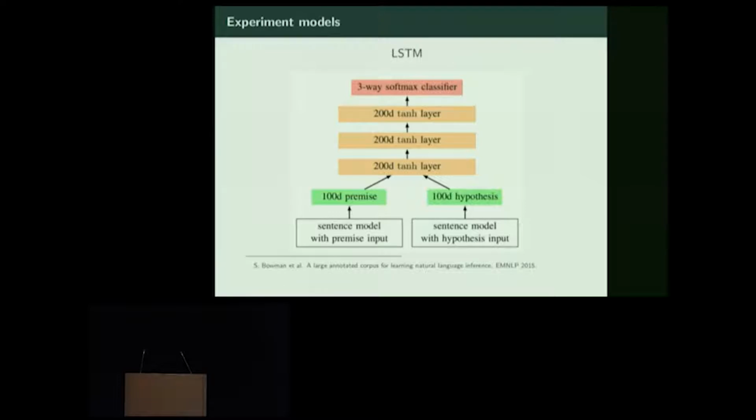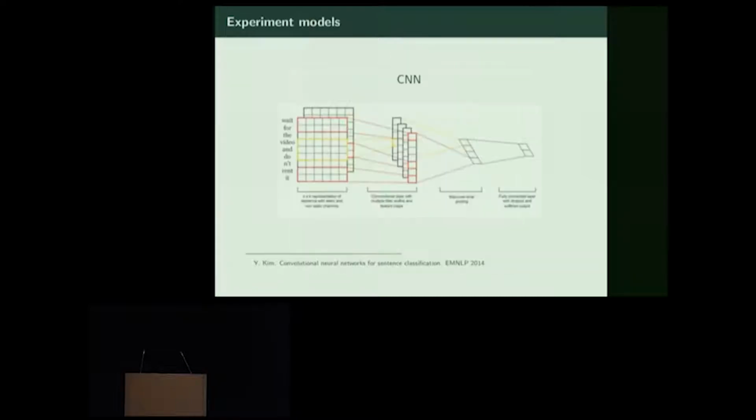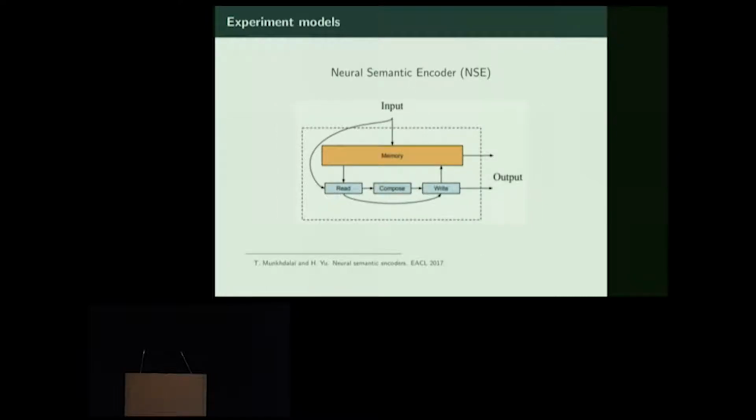For our experiments, we looked at 3 neural network models. First, we used the LSTM model provided with the original SNLI dataset. Second, we used a convolutional neural network architecture that had been applied effectively to a number of NLP tasks. Finally, we used a Neuro-Semantic Encoder model, which is a memory-augmented neural network that performs well on both the NLI and sentiment analysis tasks.